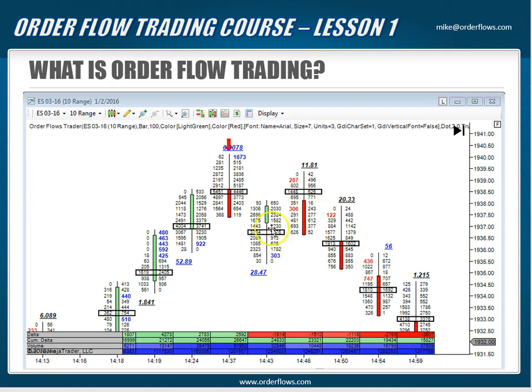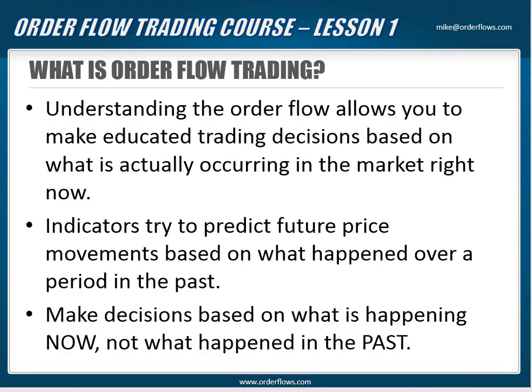And if you're able to get short somewhere immediately afterwards, 1938, now the market sold off quite nicely. This chart only goes down to 1932, but over the next few days, it traded all the way down to 1800. Now, once you're able to understand order flow, it'll allow you to make educated trading decisions based on what's actually occurring in the market right now, rather than trying to base your decision on something that happened 10 bars ago. Do you really want to do that? No. You want to know what's going on right now and how to profit from it.